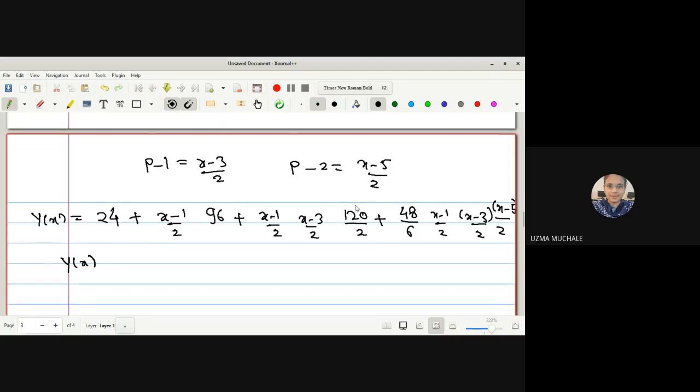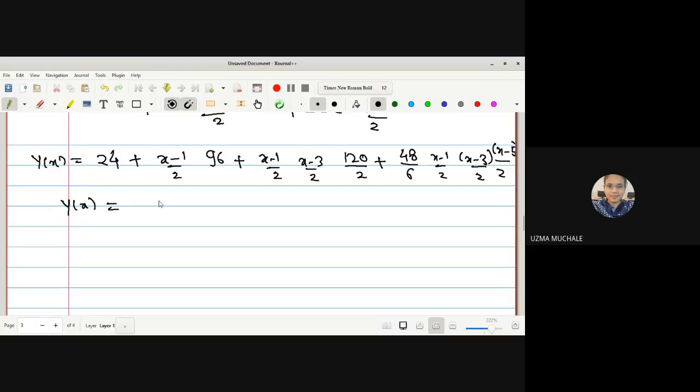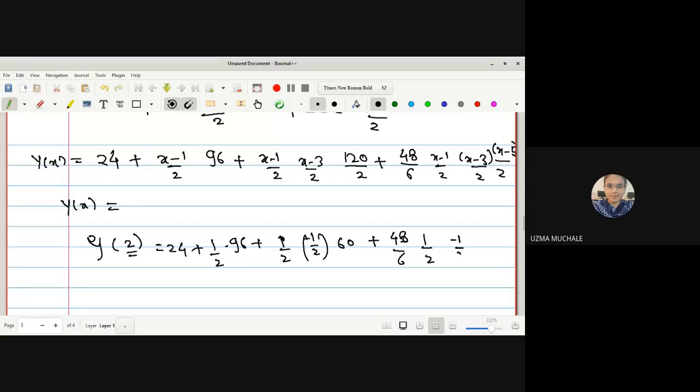You can now calculate it. After multiplying all these, you will get a polynomial of degree 3. Or directly, if you want the value of y at 2, because we have to evaluate for x equal to 2, you can simply put y of 2 as 24 plus 2 minus 1, that is 1 by 2, into 96, plus 1 by 2 into 2 minus 3, that is minus 1 by 2, into 120 divided by 2, that is 60, plus 48 divided by 6 into half, minus half, and 2 minus 5 divided by 2, that is minus 3 divided by 2.